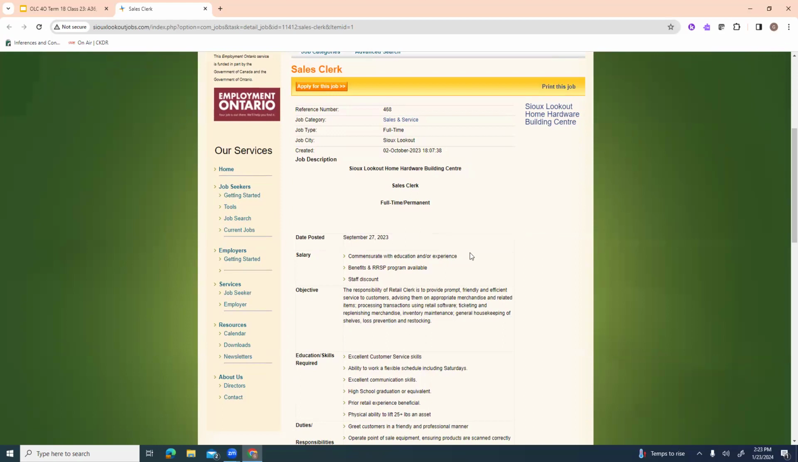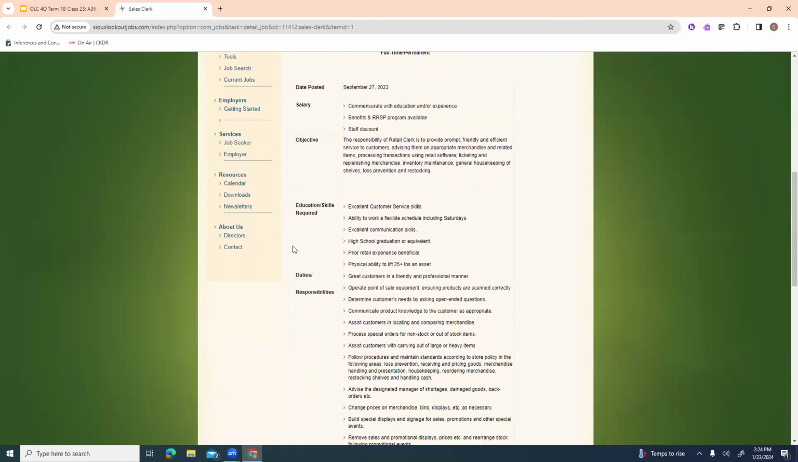Let's see. Salary is going to depend on your education and experience. There are benefits and a retirement program available, and there's a staff discount. So here it says the objective, and they summarize what personality traits you need, and then what kind of job duties you're going to have. And here it talks about the education and skills required. Here it talks about what you're going to be responsible for.